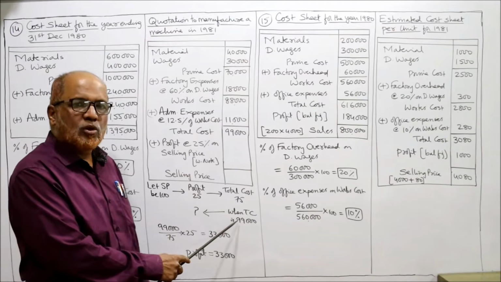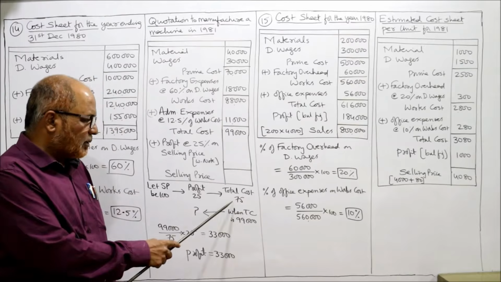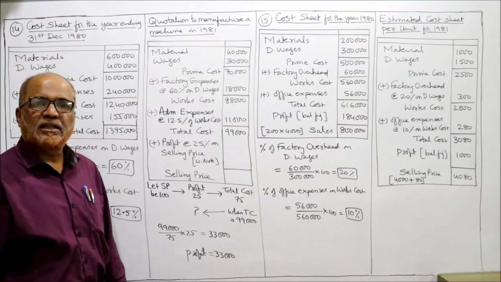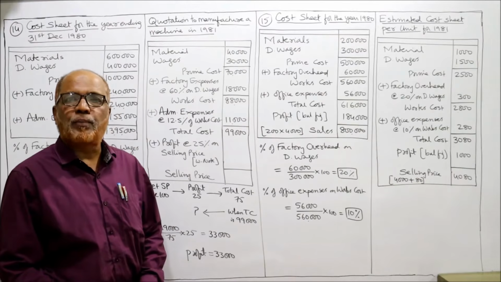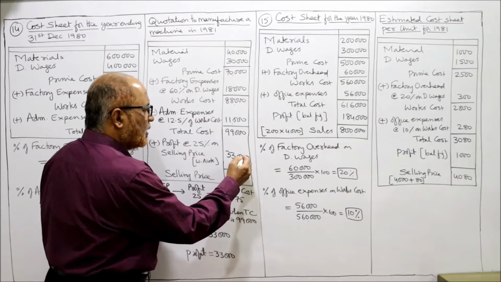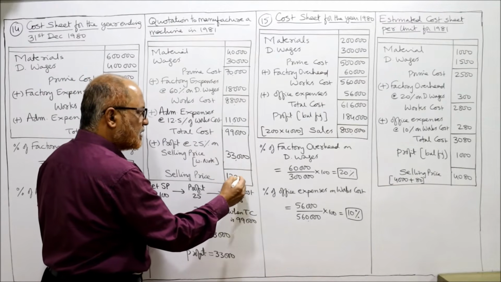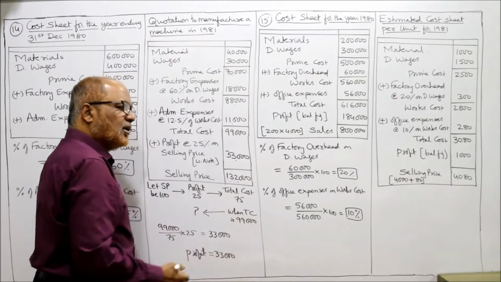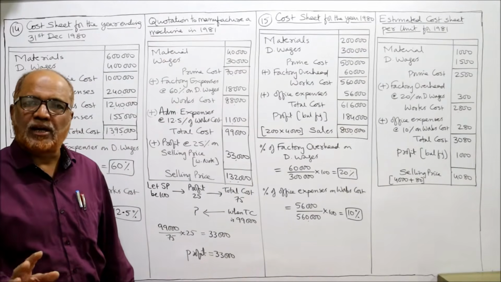For 99,000 rupees total cost, how much would be the profit? So 99,000 divided by 75 into 25, we'll get 33,000. So 33,000 we got the profit. Now add up: 99,000 plus 33,000 we get 1,32,000. So 1,32,000 is the selling price. We got the answer. This is the conclusion.